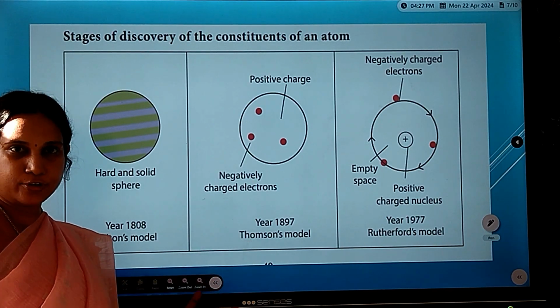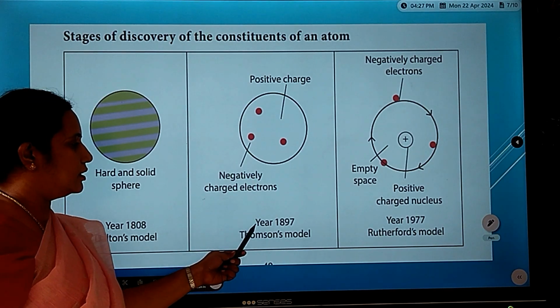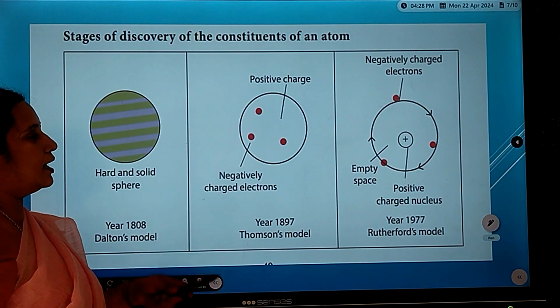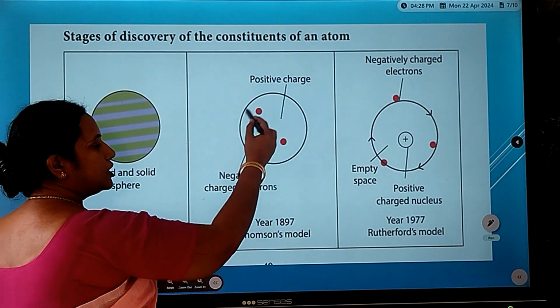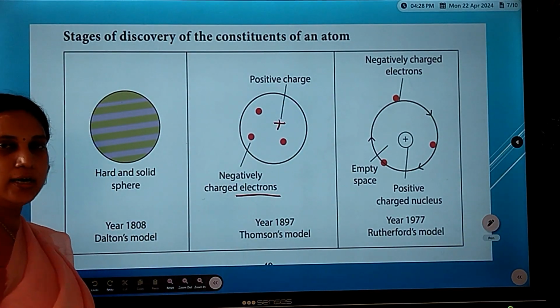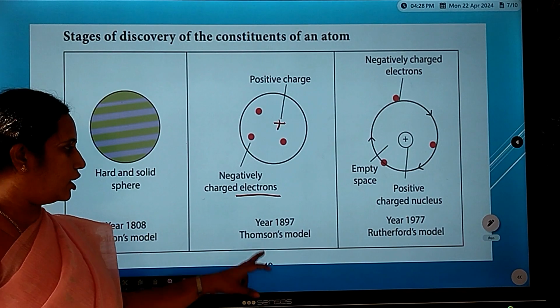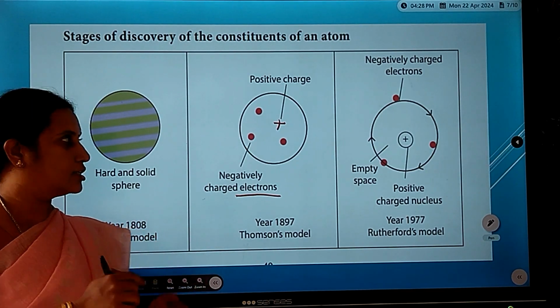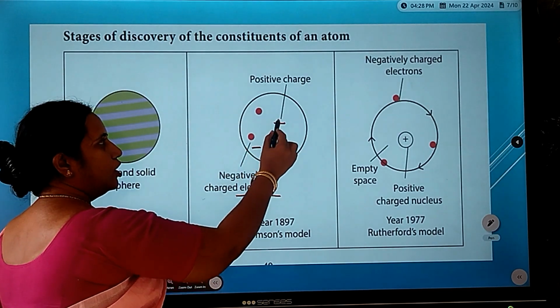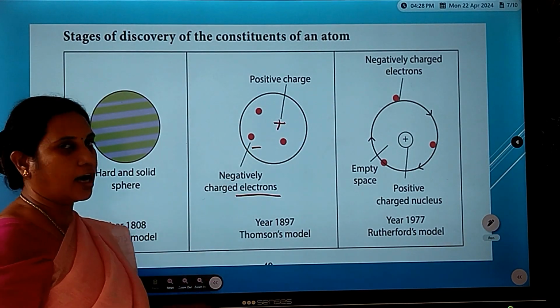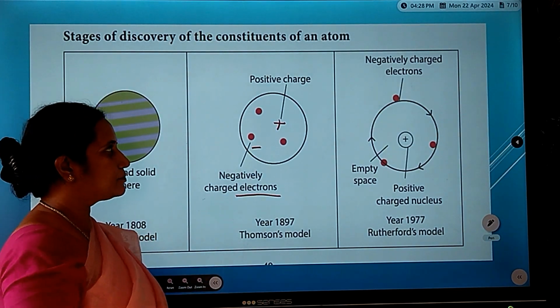Next, moving on to the Thomson model. He proposed a different theory. He proposed in the year 1897 that the atom contains positively charged particles and negatively charged particles called electrons. Okay, children, according to Thomson, there are 2 charged particles, one positive and one negative. Positively charged particles are called protons, and the negatively charged particles are called electrons.